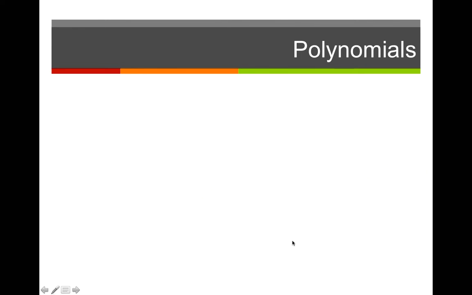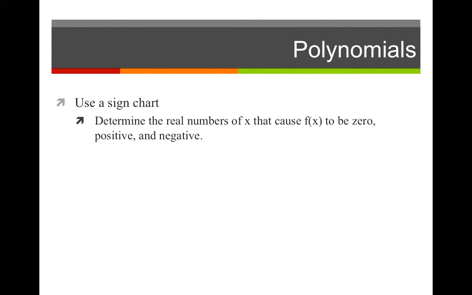Well, the very first problem I'm going to give you is a polynomial. We're not going to use a sign chart just yet. I'm going to show you how to use that in a little bit. But I want to look at this graphically first, without using a graphing calculator. I want to determine the real numbers of x that cause f of x to be 0, positive, and negative. So first question is, where is the function greater than 0? I feel that all of us should be able to graph this polynomial without the use of a graphing calculator.